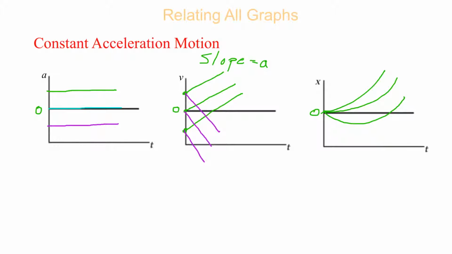And if your velocity is a downward facing slope, meaning it's getting more and more negative, then you need to have a downward facing curve on your position versus time graph. So you could have something like this, or you could have something like this, or something like that. Any kind of downward facing curve.